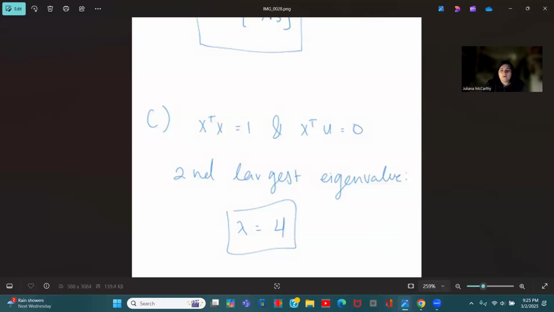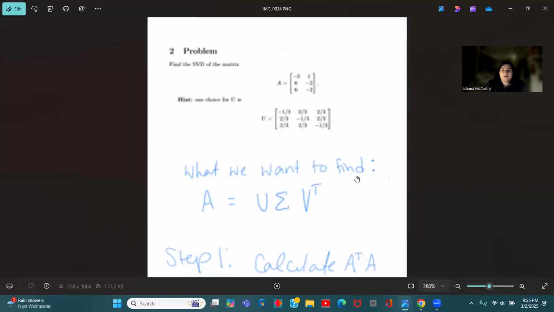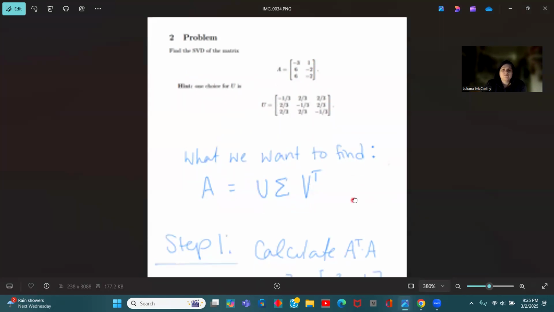So that's how we can solve that. Going on to our second question. It's a little blurry, sorry about that. So we want to find the singular value decomposition of the matrix, and it is A equals -3, 6, 6, 1, -2, -2. And we are given a hint for one choice for u, and we'll solve for that later.